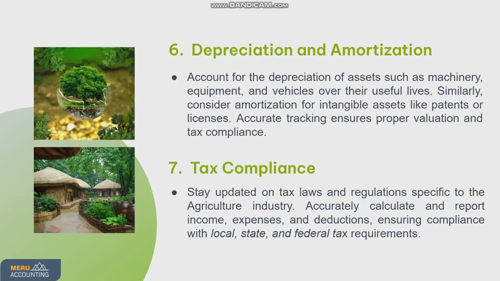Then we'll come to depreciation and amortization. In this, we account for the depreciation of your assets such as machinery, equipment, vehicles over their useful lives, and similarly consider amortization for intangible assets. Intangible assets means the documented assets you have like patents, licenses, etc. With accurate tracking, we ensure proper valuation and tax compliance in this.